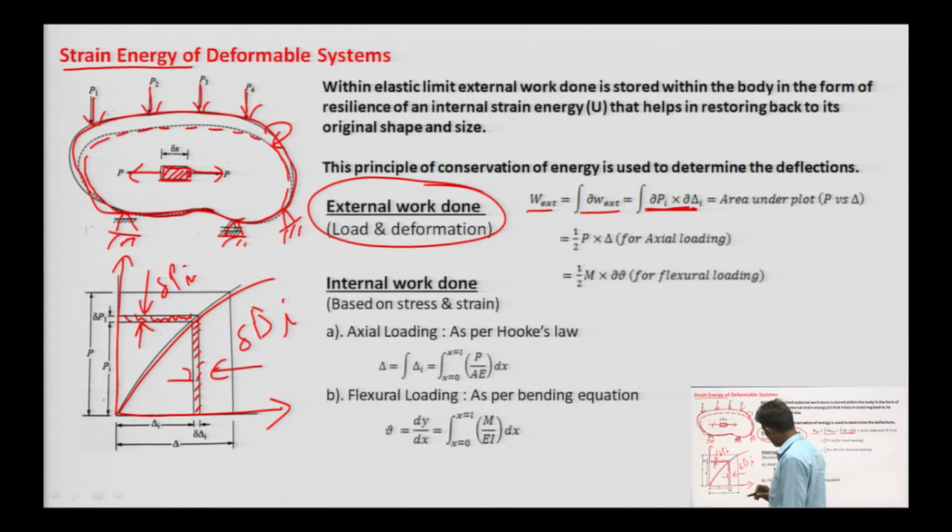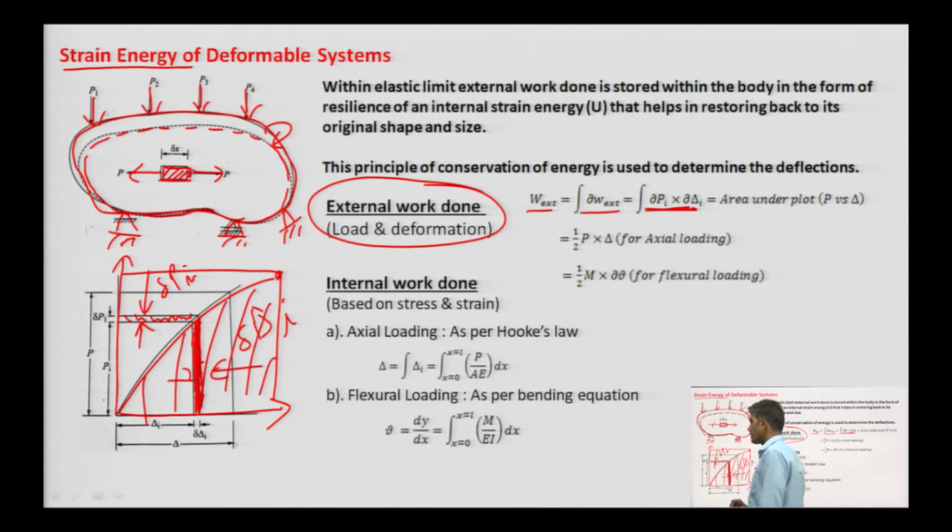And look here, what is this? This is the area of this strip. Suppose we applied the total deformation up to here, then the work done will be this entire covered area, the area under the plot of P versus delta. So, this is the external work done which is being applied.